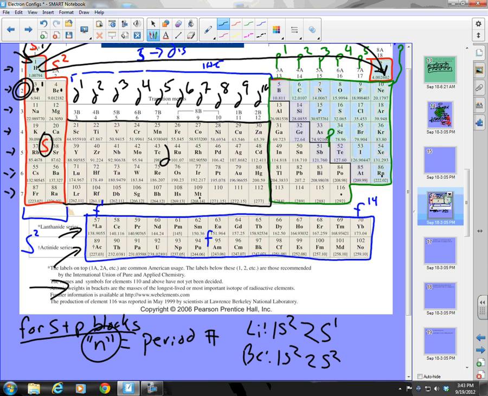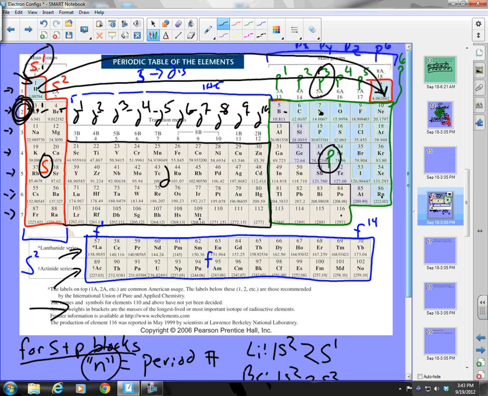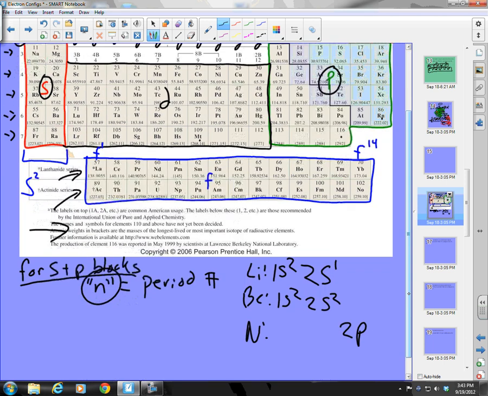What about if we did nitrogen before, right? Let's do nitrogen. Where is nitrogen? It is in what block? It's in the P block. It is a P3, right? And what period? This is the second period. So that means nitrogen would end with a 2p, what did I say? 2p3, ends as a 2p3.